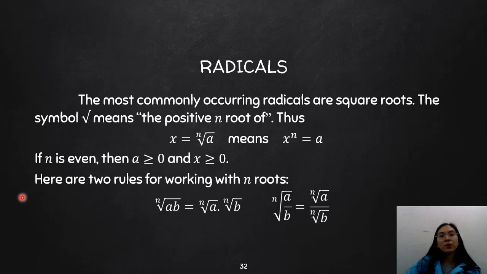We have two rules when we are working with roots. The nth root of a times b is equal to the nth root of a multiplied by the nth root of b. And if we divide, the nth root of a all over b is equal to the nth root of a all over the nth root of b.